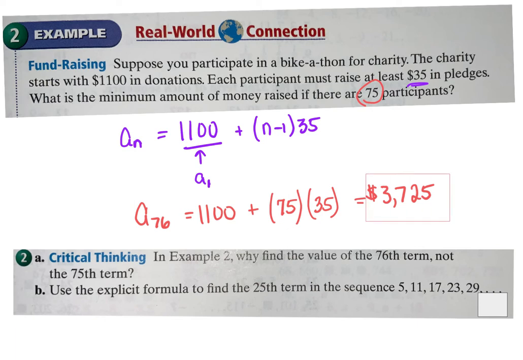So, in example 2, why find the value of the 76th term? We talked about that, right? In this case, we found the 76th term because my first term was not a participant. Use the explicit formula to find the 25th term in this sequence. I want you to set up an explicit formula for that sequence, and then I want you to find the 25th term.